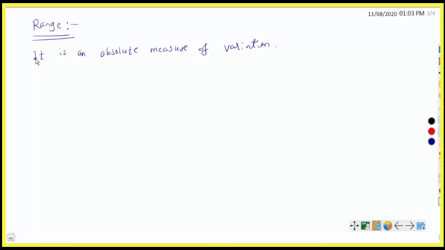It is given by range is equal to largest observation minus smallest observation. That is L minus S.